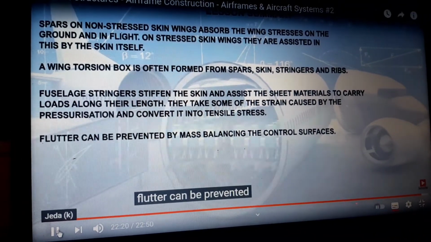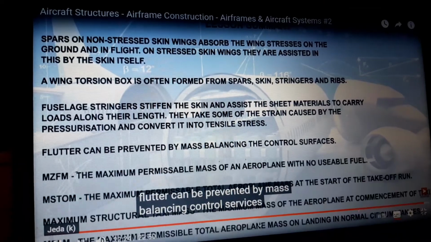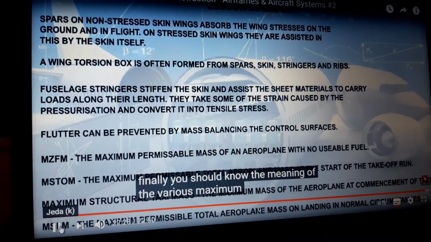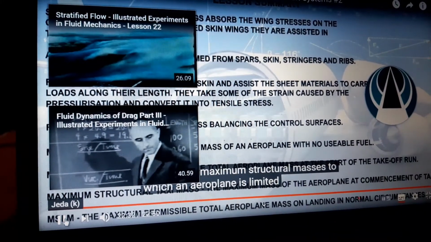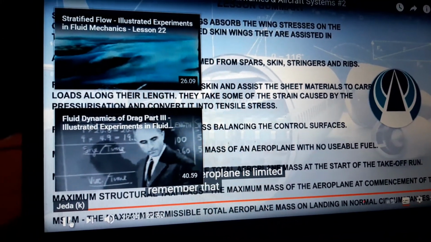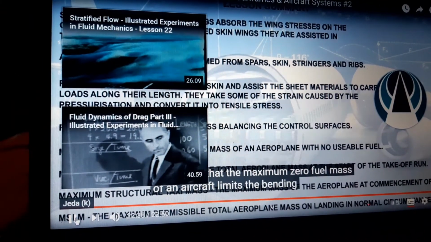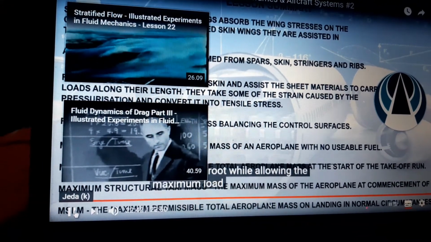Flutter can be prevented by mass balancing control surfaces. Finally, you should know the meaning of the various maximum structural masses to which an aeroplane is limited. Remember that the maximum zero fuel mass of an aircraft limits the bending moment at the wing root, while allowing the maximum load to be carried.